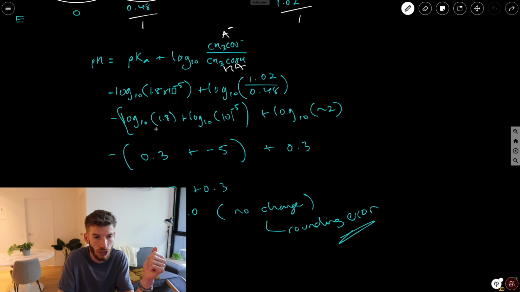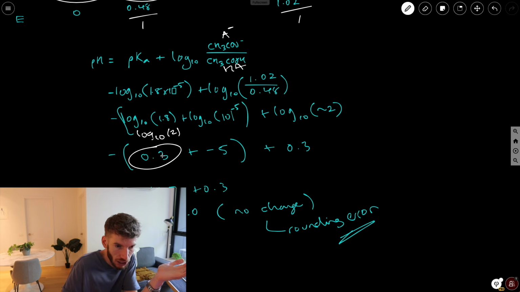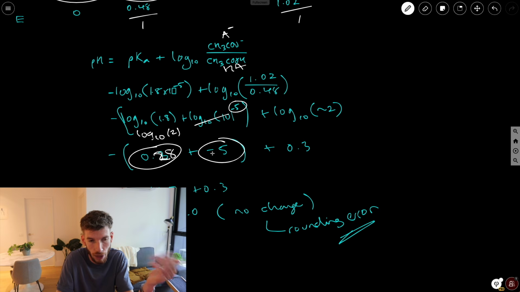And so then if I do that, log 10 of 1.8 is basically log 10 of 2, which the question tells us is 0.3. And really it should be a little bit less than 0.3. So maybe what I'll do is change this slightly actually and call it like 0.28 instead, right? Because 1.8 is less than 2. Log 10 of 10 to the negative 5 is just going to be negative 5, right? These cancel out, just get the power.